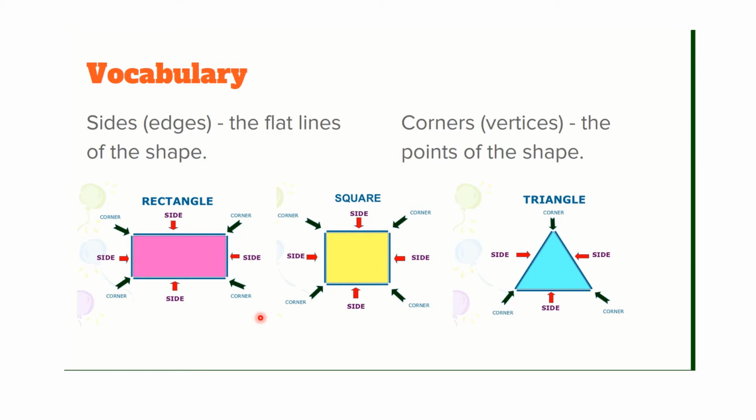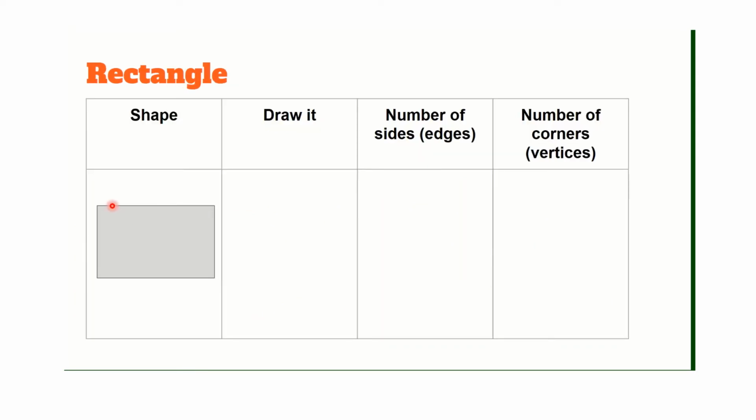So let's get started. Our first shape is a rectangle. Now, this is the shape of a rectangle. And when we draw it out, it should look something like this. When you draw the rectangle, two of the parts are shorter than the other two parts. So there's two short sides and two long sides. And in total, when we count all the sides, 1, 2, 3, 4, we have 4 sides or 4 edges. And remember, there are 2 short sides and 2 long sides.